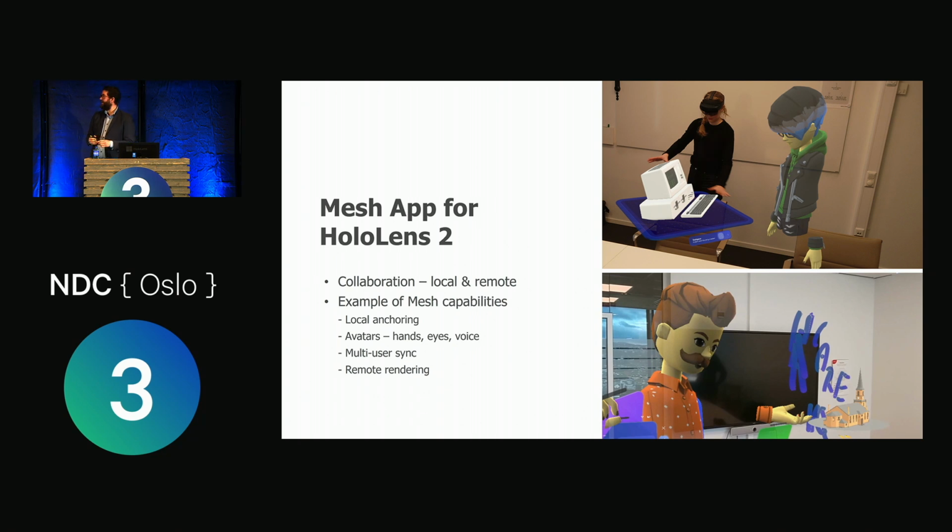So the Mesh app for HoloLens 2 is the best example right now of what the Microsoft Mesh platform is going to be able to do. It shows an example of local anchoring, that you're able to anchor holograms in the same space and look at them together. It shows remote collaboration using an avatar system that is taking input from the device and then reflecting it via a customizable avatar. You're able to do all the multi-user sync, and it also includes remote rendering for complex models.